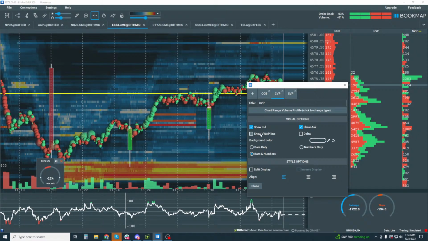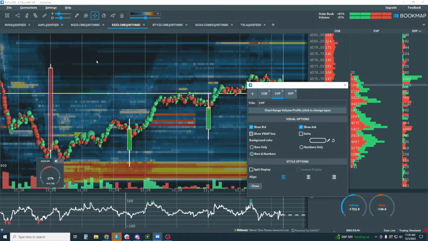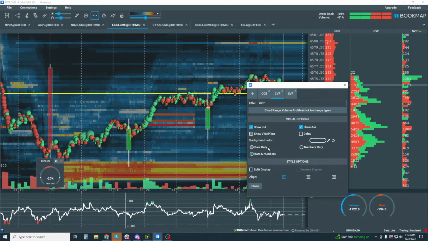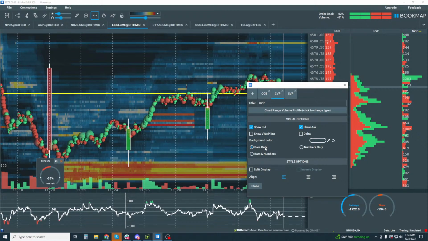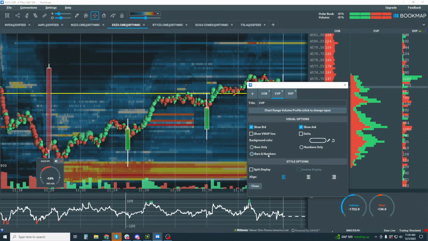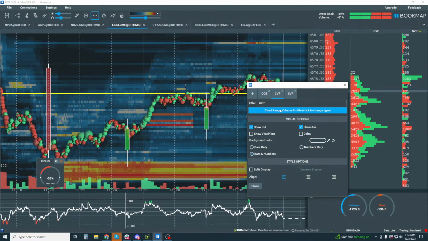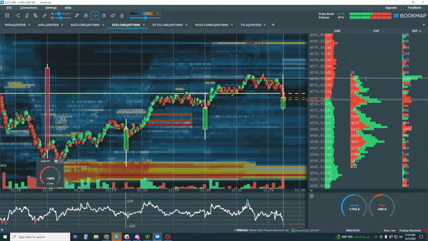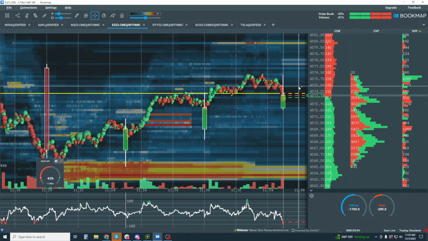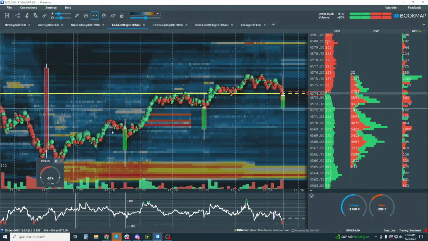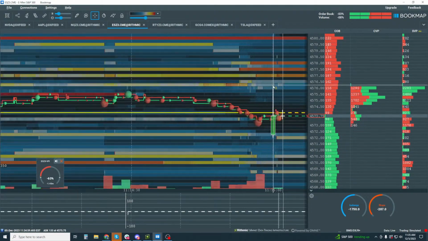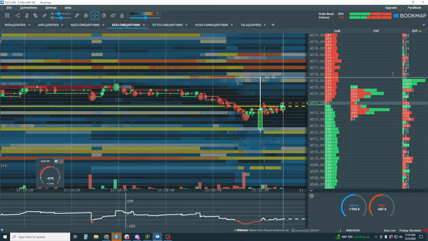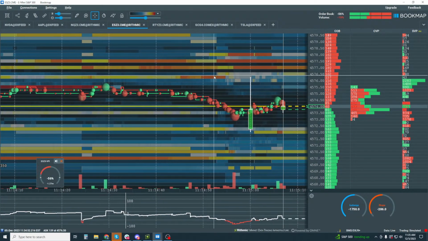You've got a VWAP in here for that period, this chart range period, and you can look at numbers, bars and numbers, whatever it is. So that's what it is, it's a data column in here based off of what's in my viewable chart range. So if I zoom in, my chart range is now smaller, and this is showing the profile of that.